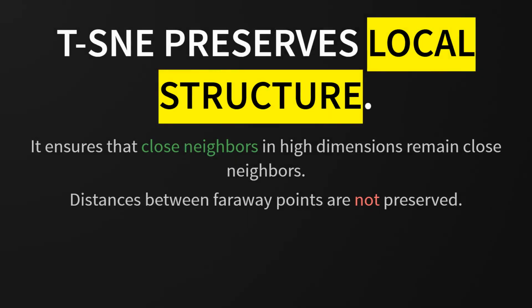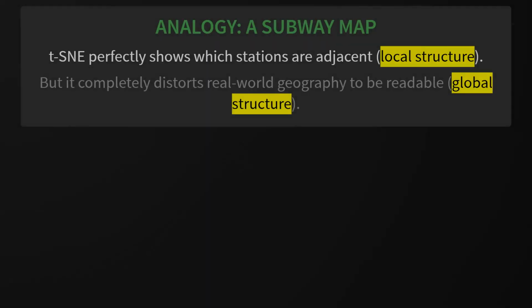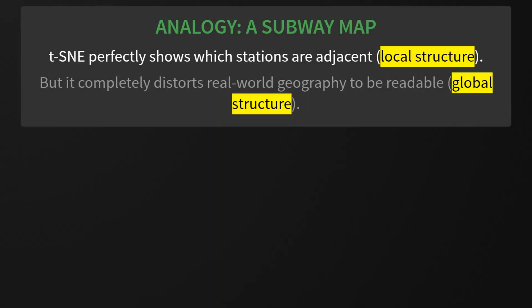Now, t-SNE does the exact opposite. Its one and only goal is to make sure that points that were neighbors in the original data are still neighbors on the final map. It doesn't care about anything else. The perfect analogy for t-SNE is a city's subway map. It's brilliant for seeing which stations are connected, but the distance on the map between the first and last stop tells you nothing about the actual track length.